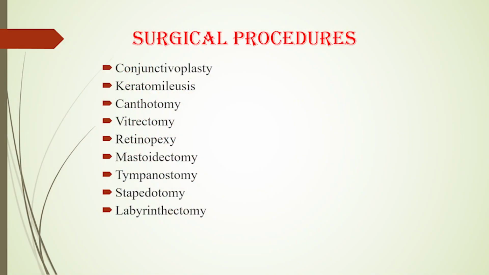Let's see some surgical procedures. Conjunctivoplasty is repair of the conjunctiva. Canthotomy is the incision of the canthus. Keratomileusis: kerato refers to cornea, and mileusis as shaping. So corneal shaping is done for these refractive errors. Retinopexy: in conditions like detachment of the retina, the surgeon can perform a retinopexy. Vitrectomy is the removal of the vitreous humor.